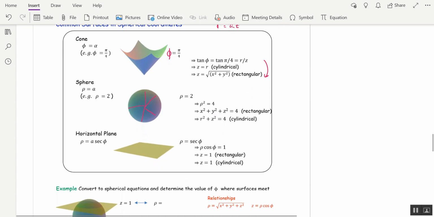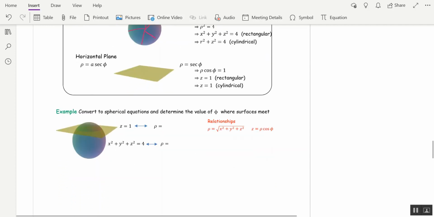And then rho equals a secant phi is a horizontal plane. The reason for that is that you multiply both sides of that equation by cosine, you get rho cosine phi equals, in this case, 1. But rho cosine phi is exactly what z is. So that's a horizontal plane. So let's do an example. Convert to spherical equations and determine the value of phi where these surfaces meet.